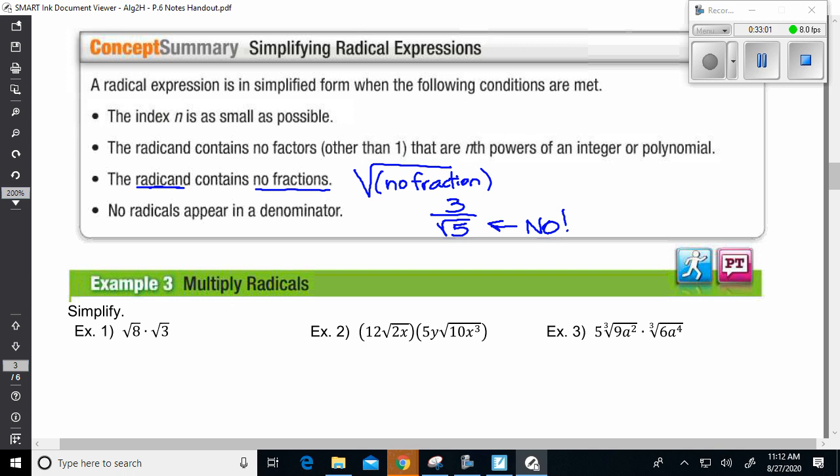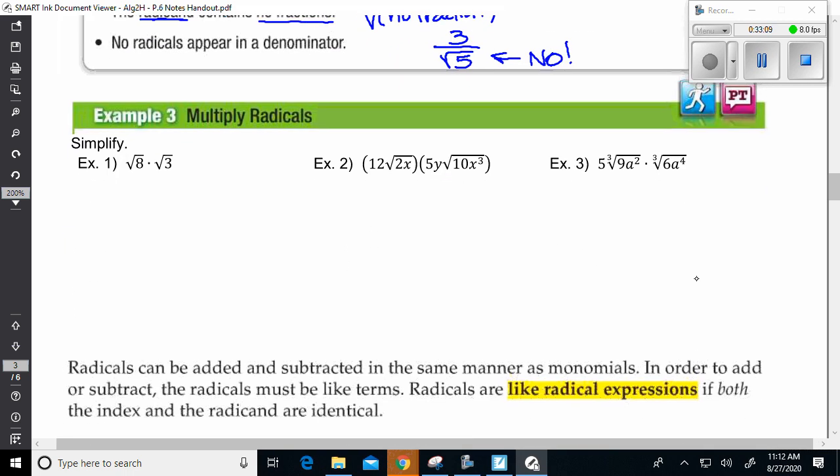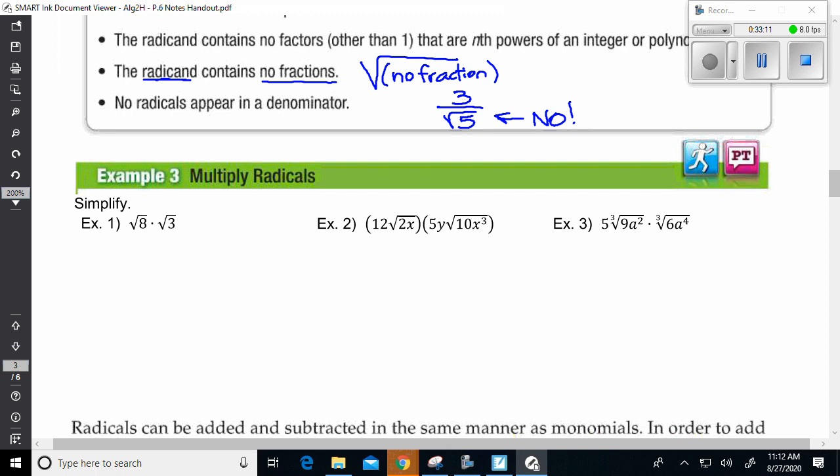So, for now let's start doing multiplication. Multiplying means now we're doing more than one. When we multiply radicals, you're multiplying what is inside of them. Now, if there was anything outside, we would multiply those too. We'll get to that in a second.